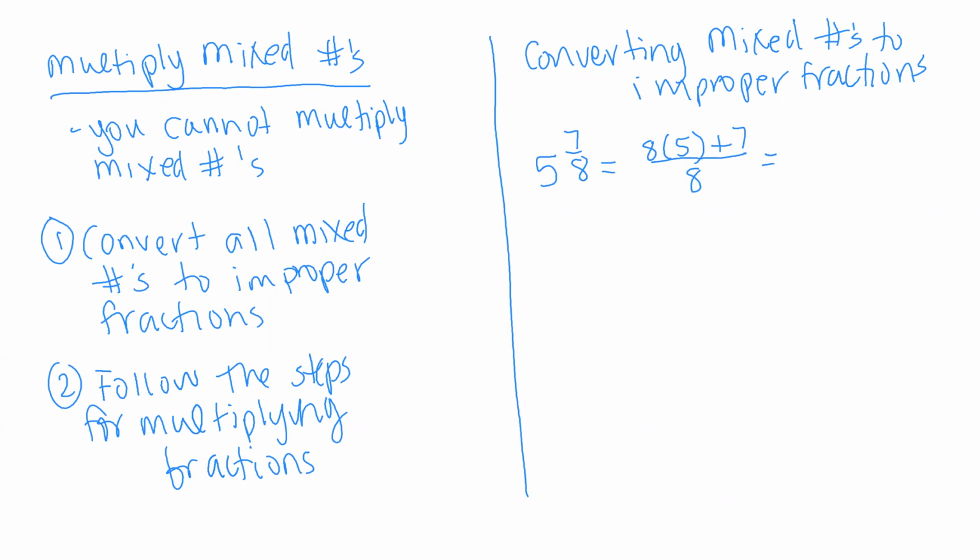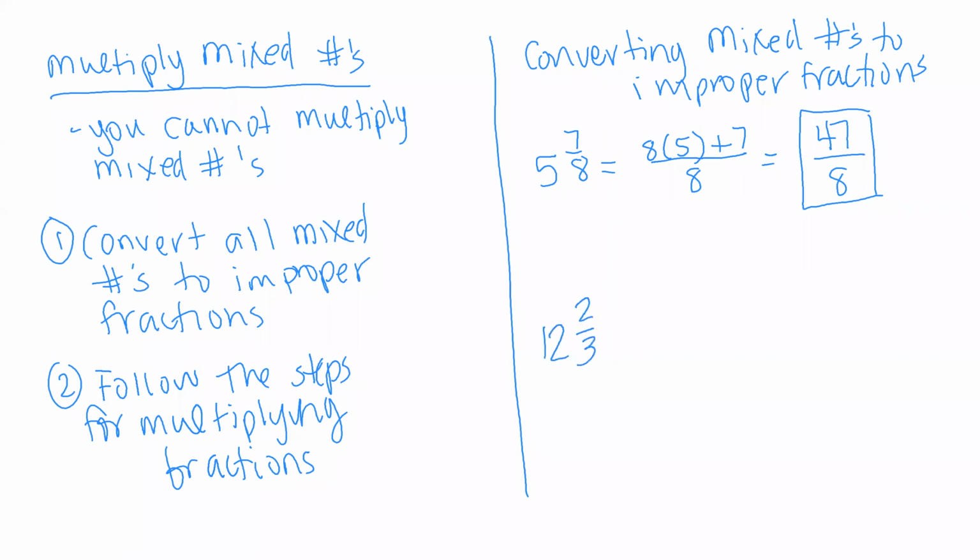In the numerator, we need to multiply first, add second. So 8 times 5 is 40. 40 plus 7 is 47. So 5 7/8 is really the same as 47/8. So if we were multiplying a problem that contained 5 7/8, we could not use the 5 7/8. Instead, we would need to use its equivalent form, 47/8. Let's try one more just to make sure everybody's good.